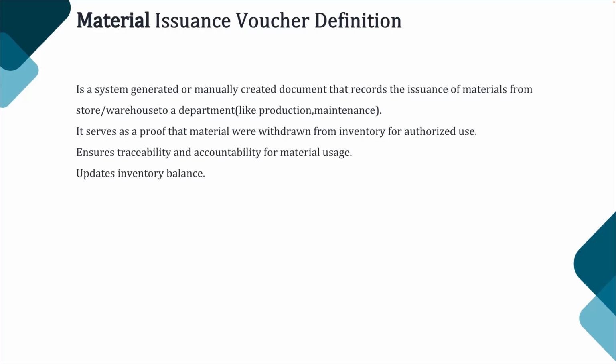A material issuance voucher is a system-generated or manually created document that records the issuance of materials from store or warehouse to a department like production and maintenance. It serves as proof that materials were withdrawn from inventory for authorized use, ensures traceability and accountability for material usage, and of course updates your inventory balance. So this is the material request as well as the material issuance voucher.